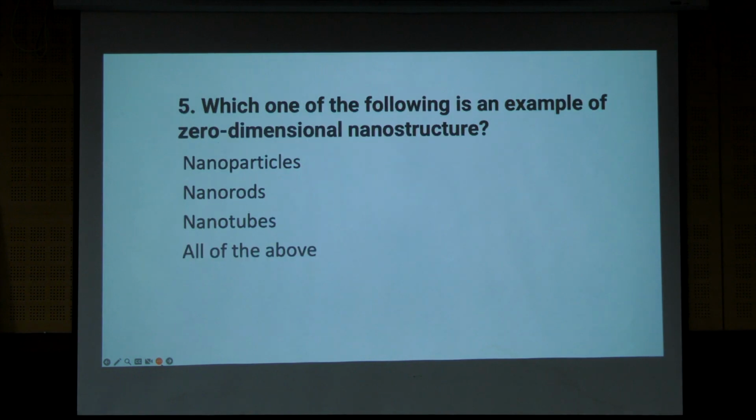Which one of the following is an example of zero dimension? Zero. Yesterday we learned a dot; two dots connected make a line, two lines connected make two-dimensional, two sheets connected make three-dimensional. So that way, nanoparticle.